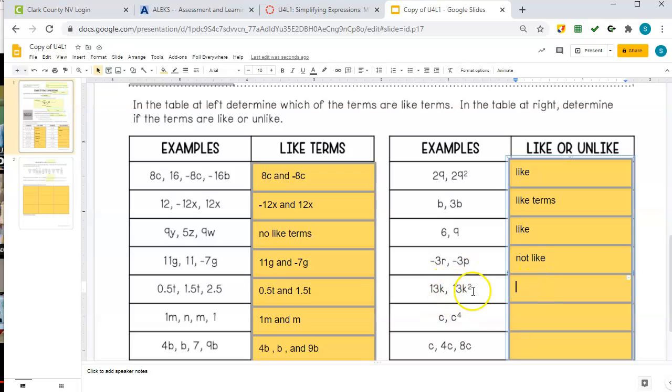The exponent on the variable is different. Okay, so these are not like terms. Okay, again, the exponent is different. If there is no exponent written, then it's an exponent of 1. And here, all of them have a variable of C, all raised to the same power, 1, so these are like terms.